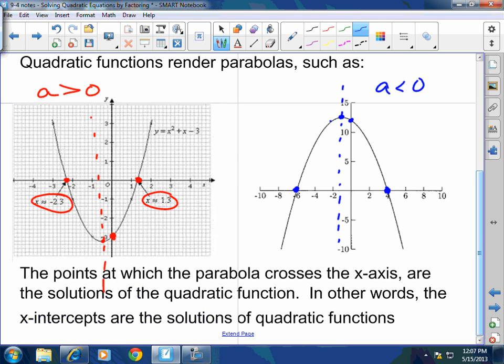The points at which the parabola crosses the x-axis, which we already discussed, are the solutions of the quadratic function. In other words, the x-intercepts are the solutions of the quadratic function. These right here, the x-intercepts, those are the solutions. Does that make sense, gentlemen? All right.